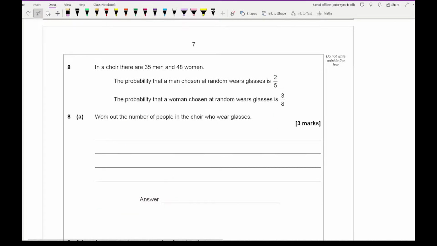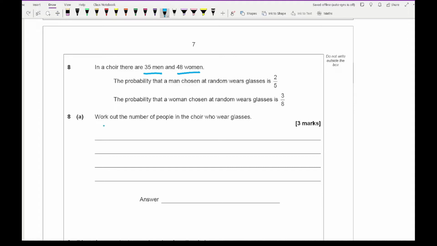Now for question 8, it says that in a choir there are 35 men and 48 women. Let's just highlight the key information. The probability that a man chosen at random wears glasses is 2/5. The probability that a woman chosen at random wears glasses is 3/8. And the question is asking us to work out the number of people in the choir who wear glasses.